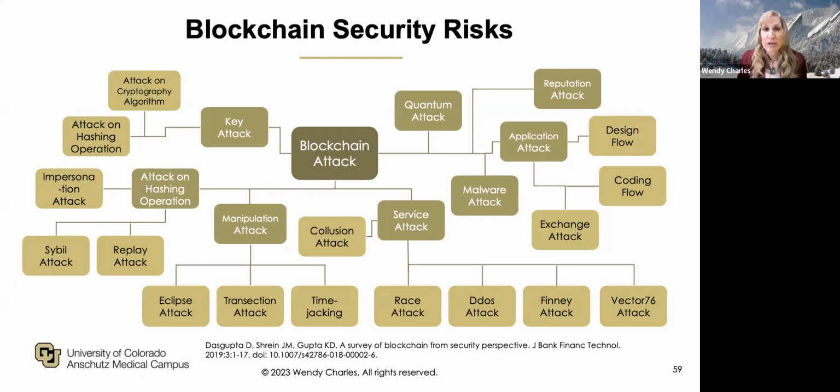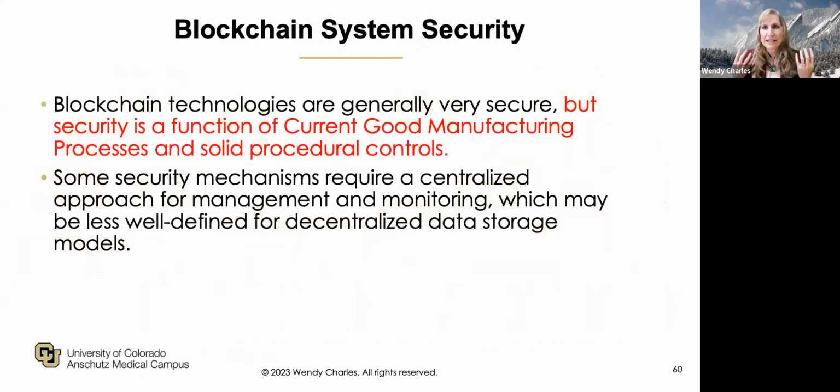A better way of thinking about security is not whether it is blockchain or not, but how this technology is designed. While blockchain technologies are very secure, security is much more a function of current good manufacturing processes and solid procedural controls. There can be a very strong electronic research system and a really secure research database and a really poorly designed blockchain. The most important thing is great software development with a tremendous amount of verification and validation, which are required by regulation.